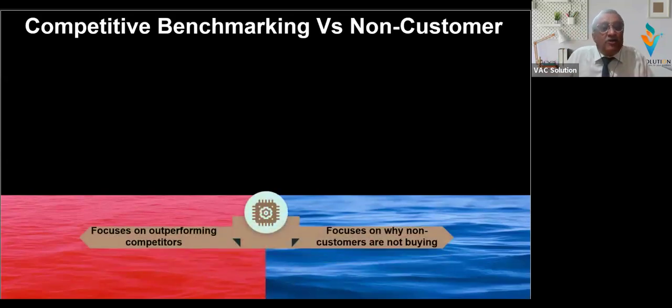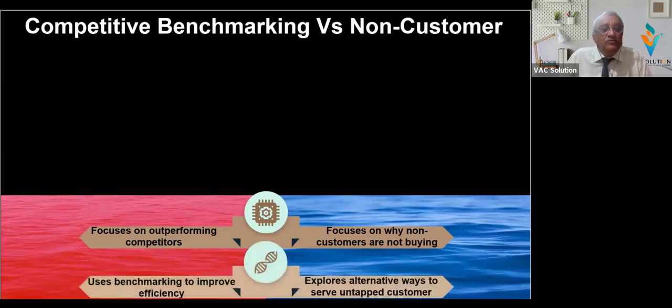Traditional strategy focuses on outperforming competitors. Blue Ocean focuses on why non-customers are not buying. That means there is a segment of the population who are currently not buying the product. They are the non-customers. Blue Ocean strategy says focus on them. Traditional strategy uses benchmarking to improve efficiency; Blue Ocean explores alternative ways to serve untapped customers. It does not talk about benchmarking. Blue Ocean strategy ignores benchmarking.